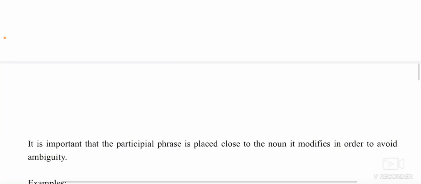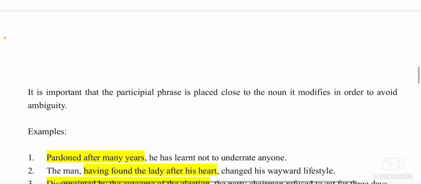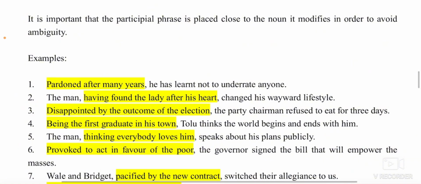So it is important that the participial phrase is placed close to the noun it modifies in order to avoid ambiguity. A participial phrase is always placed not far from the noun it talks about or gives more information about, just to avoid ambiguity. Ambiguity means many interpretations. For us to avoid different interpretations, we should put the participial phrase close to the noun that it modifies, or qualifies, or gives more information about. Now let's talk about examples of participial phrases.